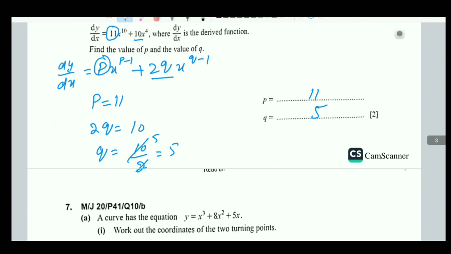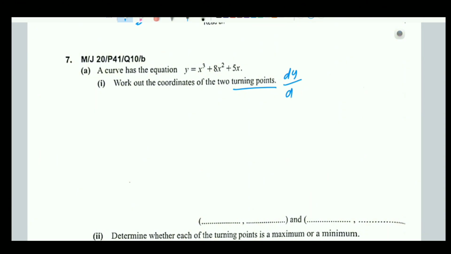Okay. Next question, a curve has equation, work out the coordinates of the two turning points. Again, turning points and stationary points are the same things. So turning points, stationary points, maximum points or minimum points are the same things. So what you have to do, turning points means dy over dx is equal to 0.